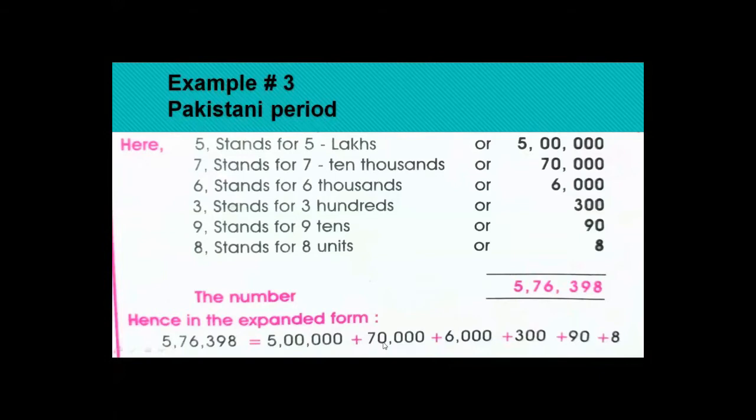Then the addition sign. Then you have to make the expanded form of this. This comes at the place of 10,000, and you know very well how many zeros are there in 10,000: 4 zeros. So you will write it like this. Then 6 comes at the place of 1000, so you will put 3 zeros. Then 3 at the place of 100, there are 2 zeros in 100, so you will put 2 zeros. Then 9 at the place of tens, there is 1 zero, so you will put 1 zero, then 8. This is the expanded form of this number. Hope you all understand this very well.